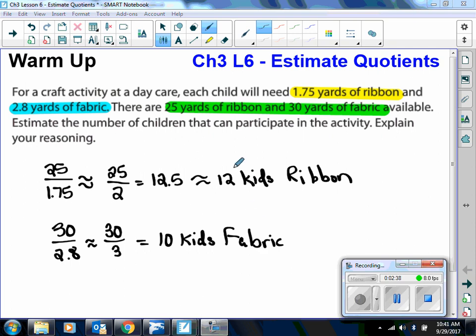So if 12 kids will be able to get ribbon and 10 kids will be able to get fabric, how many kids are going to be able to participate in this activity? 10. Very good. Because then we're going to have some extra ribbon left over. Does that make sense? So the final answer here is 10 kids will be able to participate.